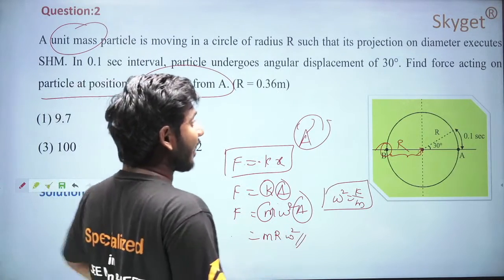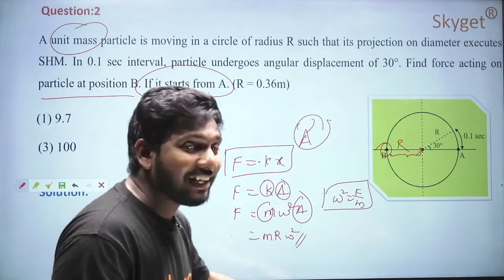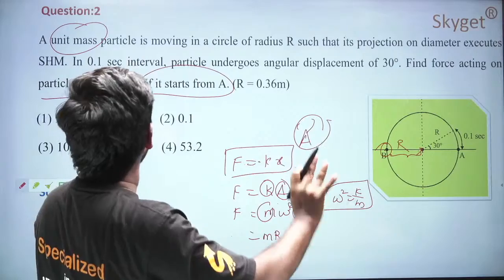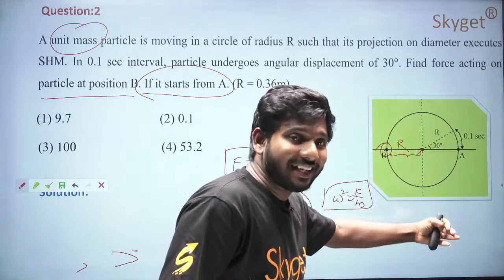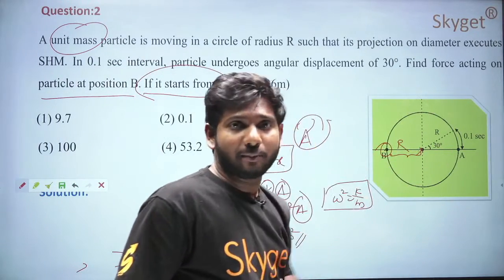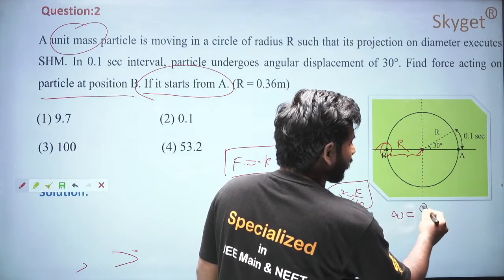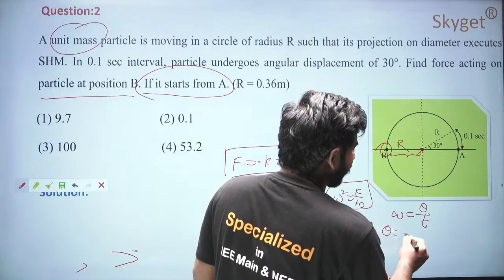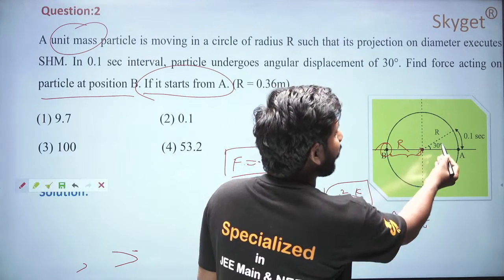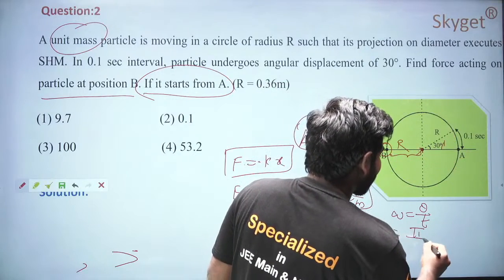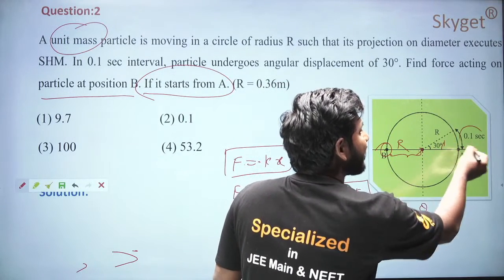So what is omega? Here we need to find omega from the hint that he has given. Uniform circular motion, the projection of that is simple harmonic motion. If it is uniform circular motion, we can write omega is equal to theta by t, theta is equal to omega t. So what is omega here? How much angle did they travel? 30 degrees, that is pi by 6, traveled in how much time, students?